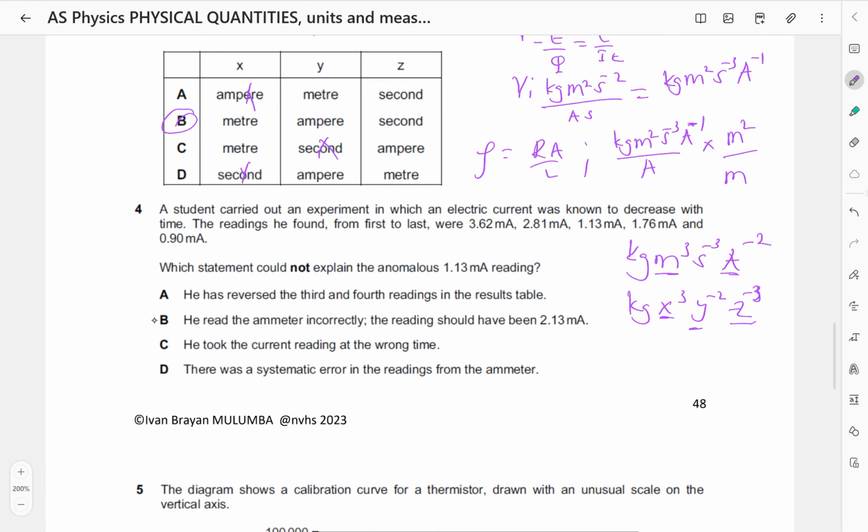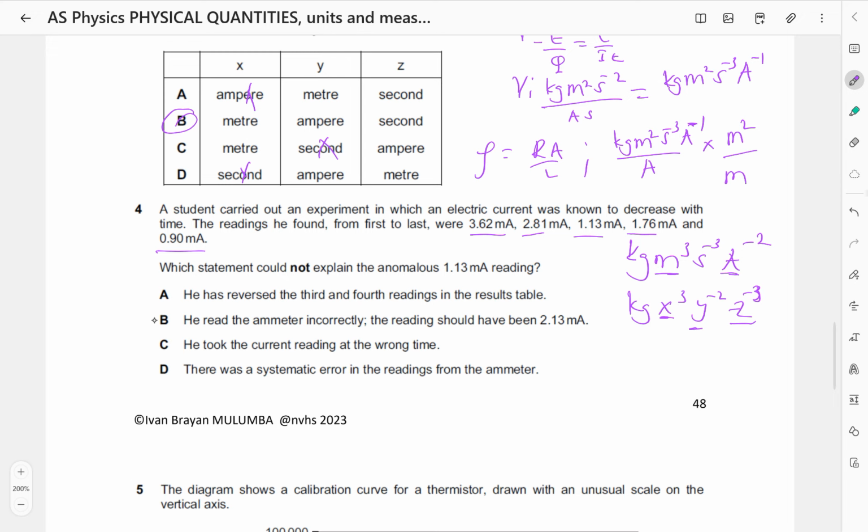A student carried out an experiment in which an electric current was known to decrease with time. The readings he found from first to last were 3.62, 2.81, 1.13, 1.76, and 0.90 milliamperes. Which statement could not explain the anomalous 1.13 milliamperes?